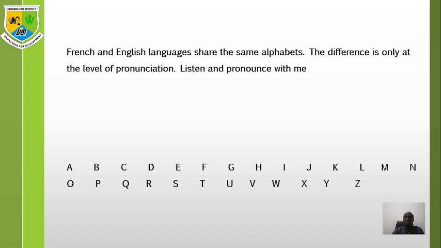The difference is only at the level of pronunciation. Listen and pronounce with me. A, B, C, D, E, F, G, H, I, J, K, L, M, N, O, P, Q, R, S, T, U, V, W, X, Y, Z. Listen again so that you get the right pronunciation.